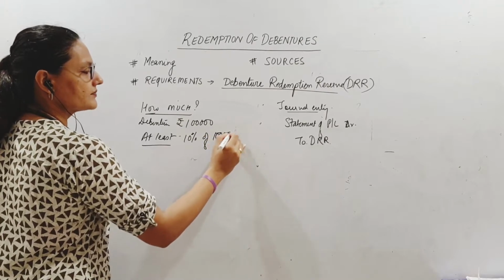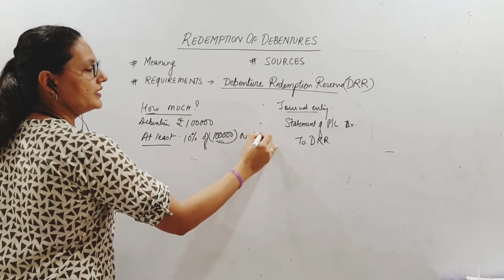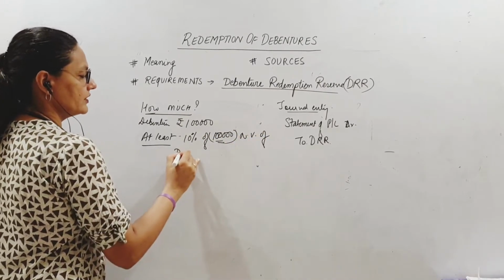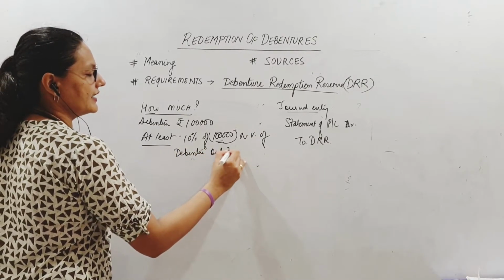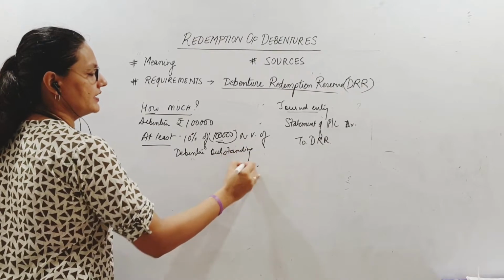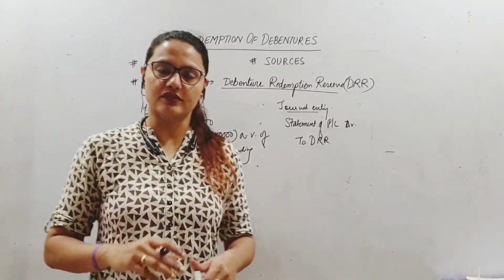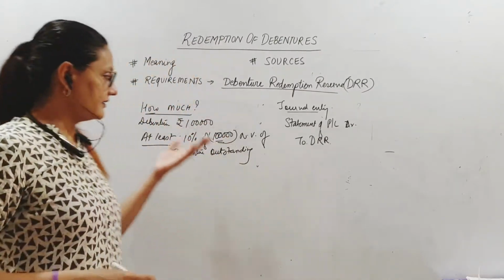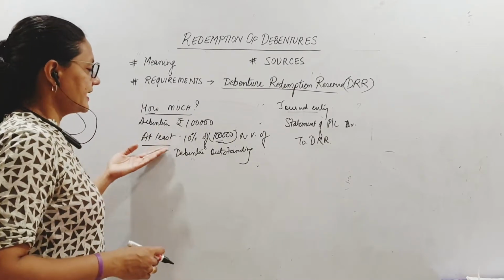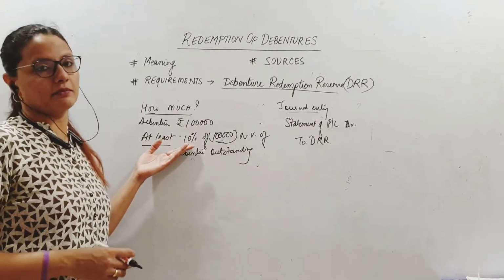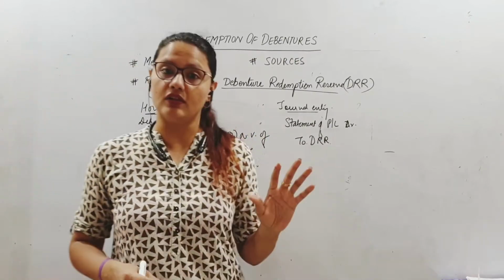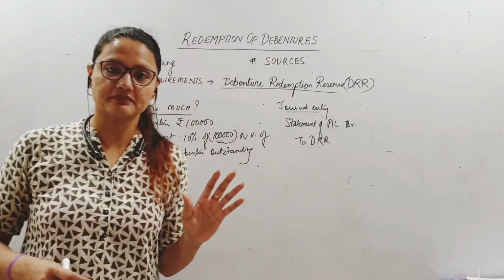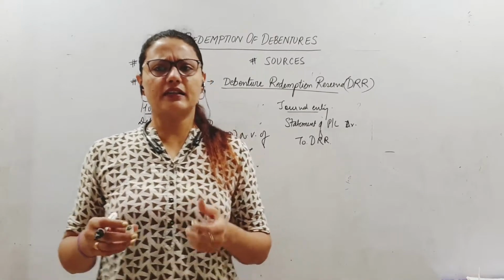What is 1 lakh? The nominal value of debentures outstanding. Outstanding meaning that you have issued. The entire thing you need to pay. So 10% is the minimum amount that is to be transferred to DRR in all before you start redemption. So you can spread it out.